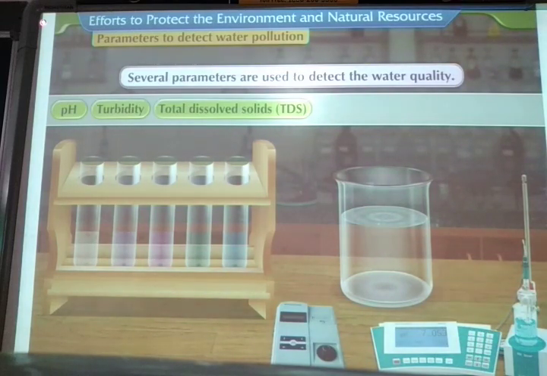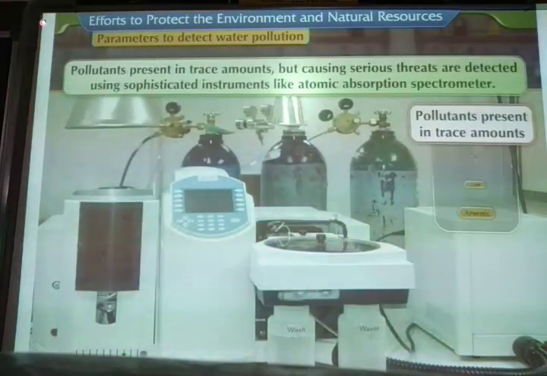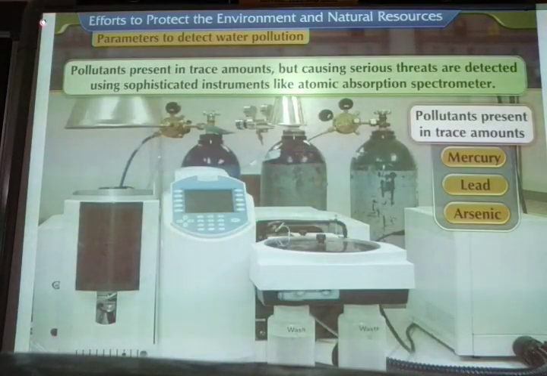Turbidity, total dissolved solids (TDS), suspended solids, dissolved oxygen, etc. are some of these. Pollutants present in trace amounts but causing serious threats are detected using sophisticated instruments like atomic absorption spectrometer.